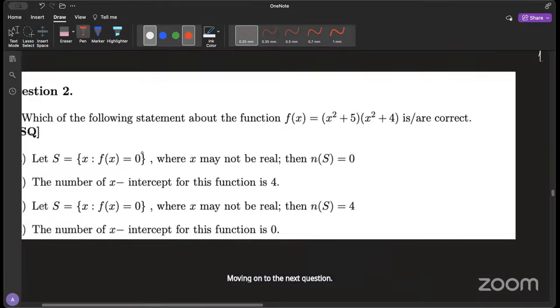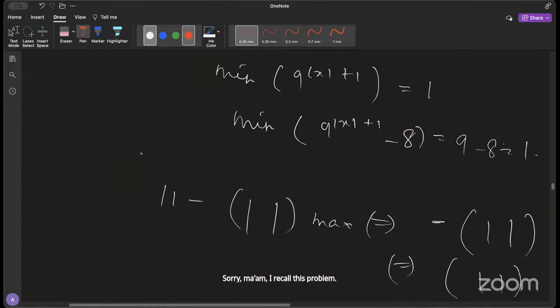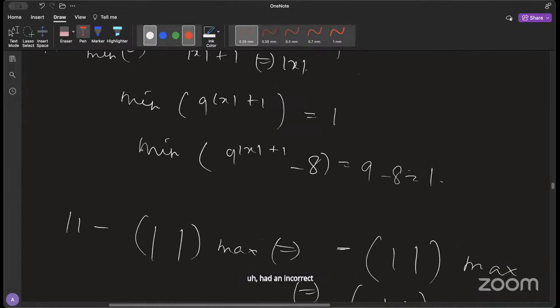Sorry, ma'am. I recall this problem. Actually, this problem had an incorrect answer in the assignment. It was not 9 to the power mod x plus 1.